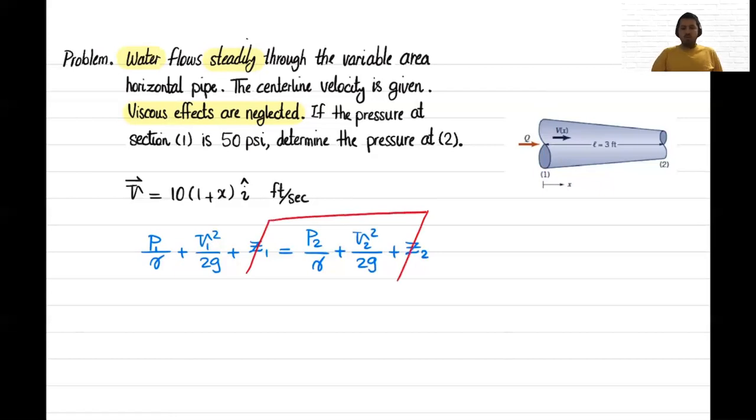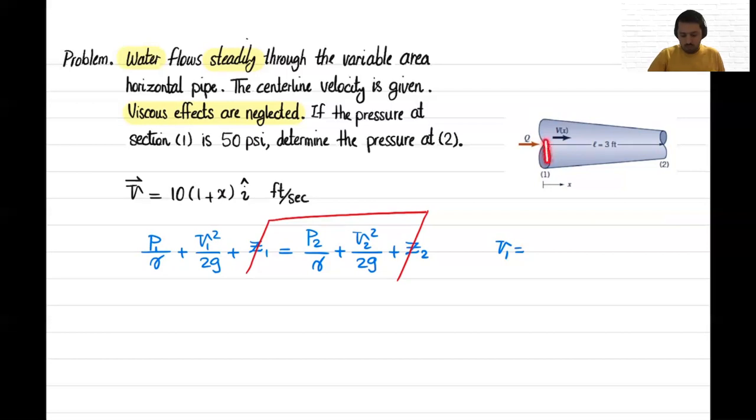And now we have the pressure at point 1, which is given as 50 psi, and we can find the velocities at sections 1 and 2 from the equation that we have. So the only unknown is P2, and we can find it from the Bernoulli equation. So let's write it. V1 is the velocity at point 1.